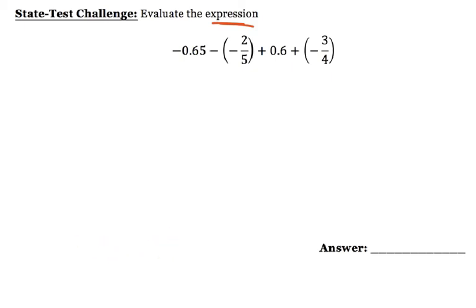So addition and subtraction are the only operations I see here. We have subtraction, addition, and addition. But we actually don't start with addition here because we're going to go from left to right. So the first thing we're going to do is that. We're going to forget about this stuff for a minute. So negative 65 hundredths minus negative 2/5. That's like a tricky problem just by itself.